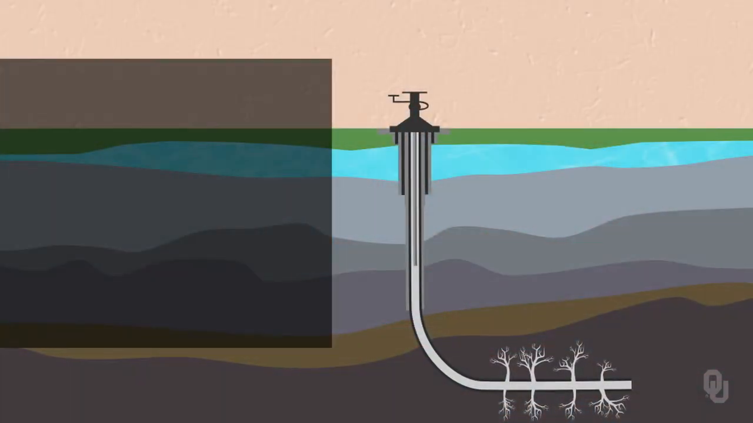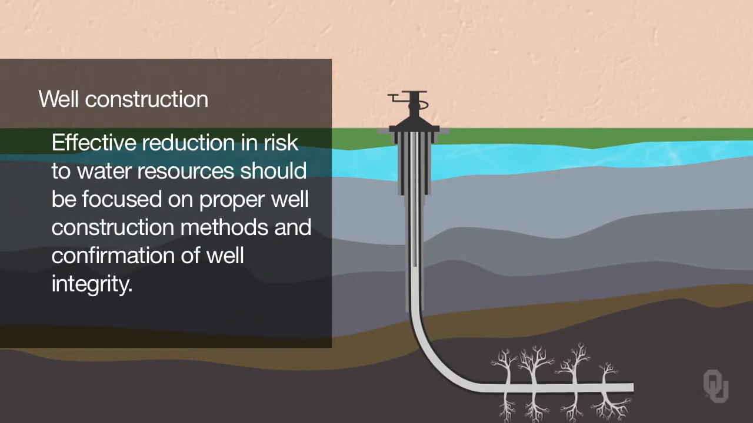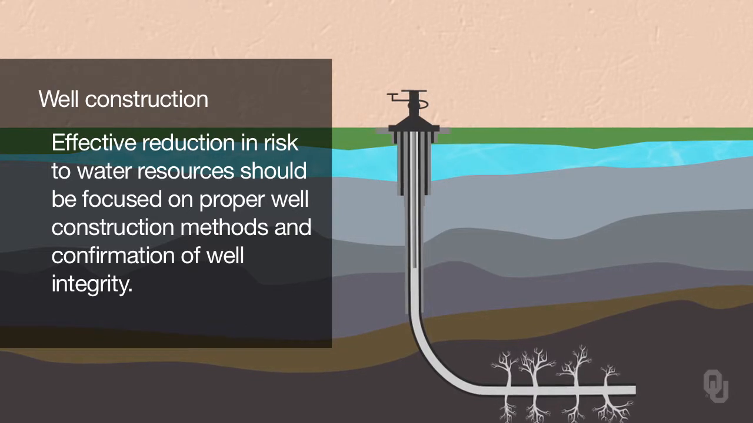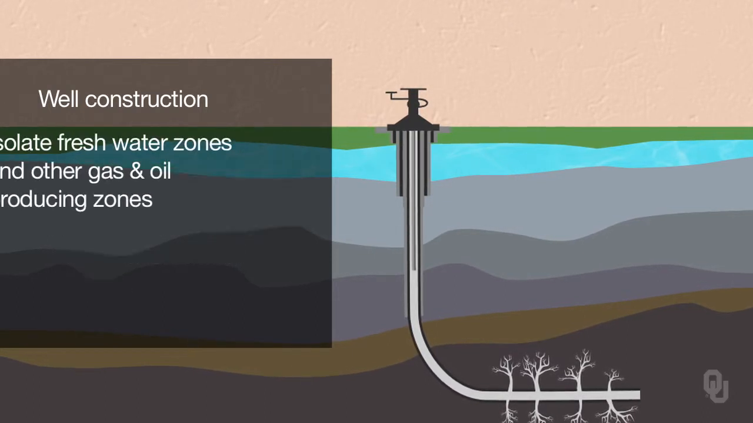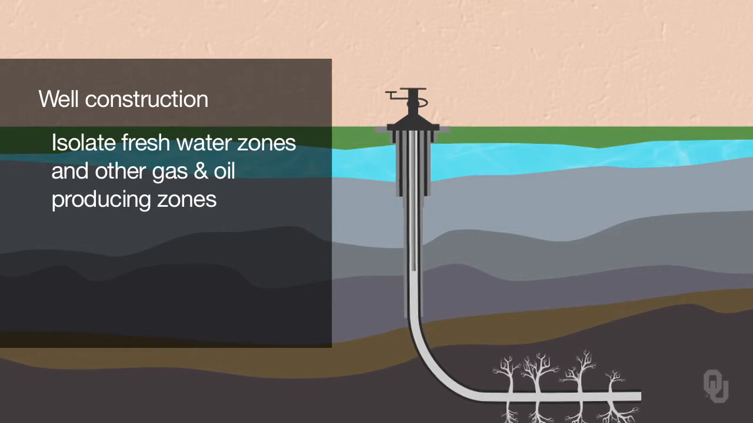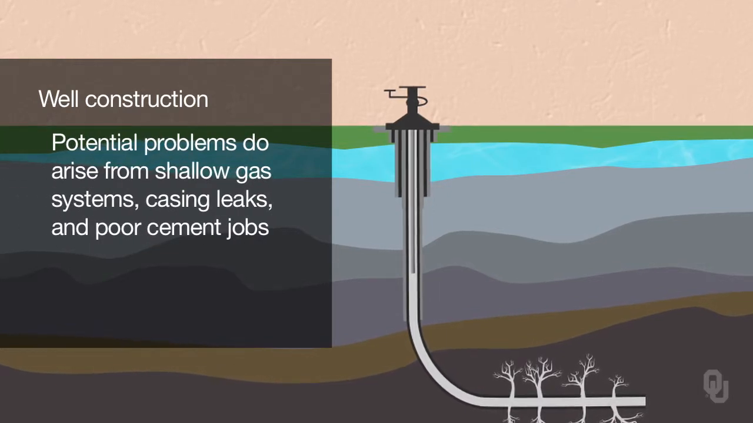In terms of risk management for well construction, numerous studies suggest that effective reduction in risk to water resources should be focused on proper well construction methods and confirmation of well integrity. That is, that the well does in fact isolate freshwater zones and other gas and oil producing zones. Potential problems do arise from shallow gas systems, casing leaks, and poor cement jobs.